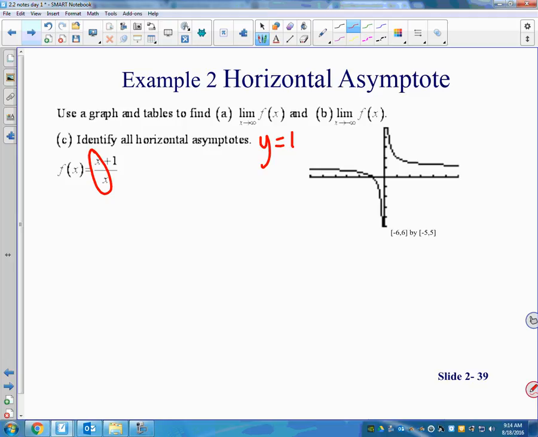Then we can go back to the limit part. This is saying the same thing. What's happening as x is getting bigger and bigger? You can see here, right? If this is my line, y equals 1, it's definitely approaching that. We could make a table and it works that way. But the limit as x approaches infinity of f of x is also going to be 1. It's not y equals 1, it's just the value.